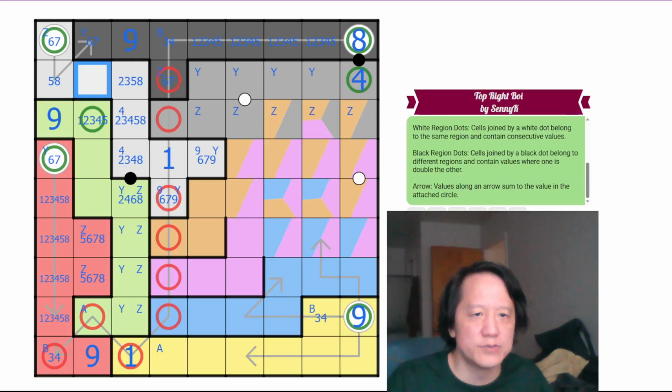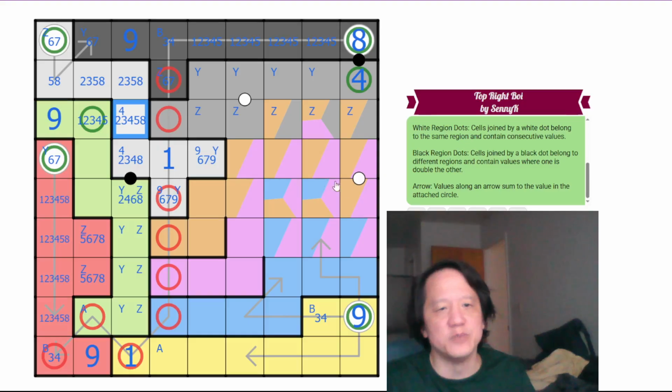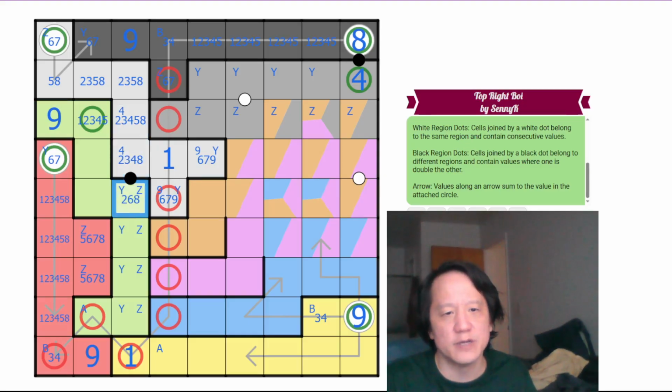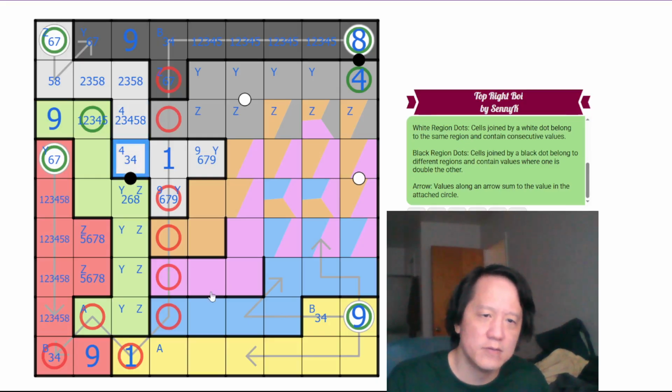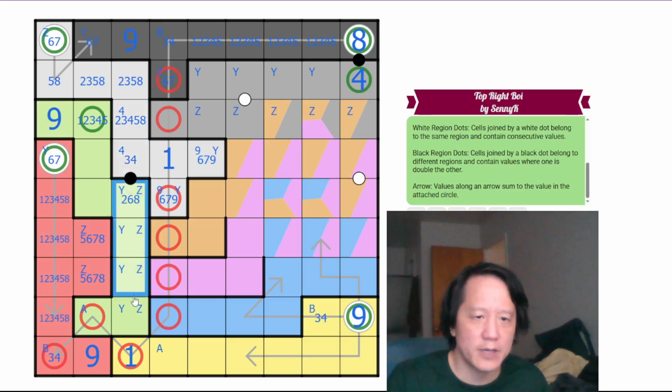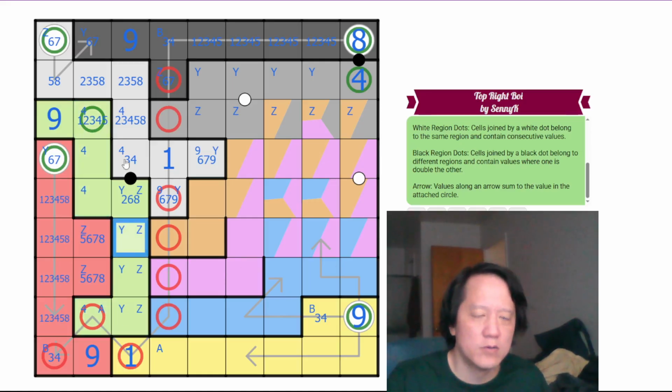That means this is 2, 3, 4, 5, 8. This can't be 4 again because of 4 in the row. So 4 has to be one of these two digits, which means this can't be 4 here. Since this can't be 4, this can't be 2 or 8. So this is 3 or 4 here. That's interesting. It doesn't necessarily have to be the same one. So we know 4 is one of these two. Cannot be here. So 4 in the green region has to be one of these 4.